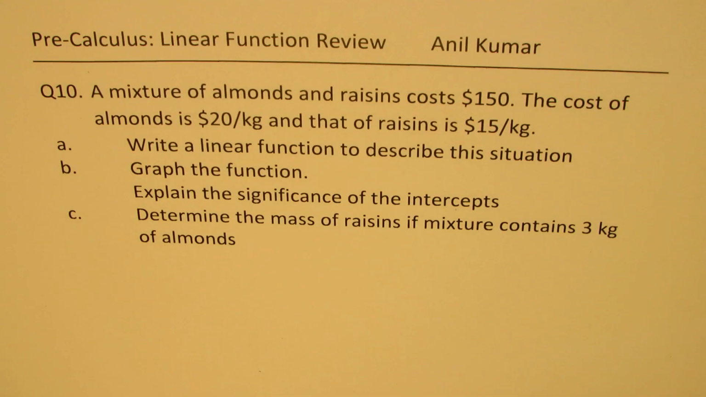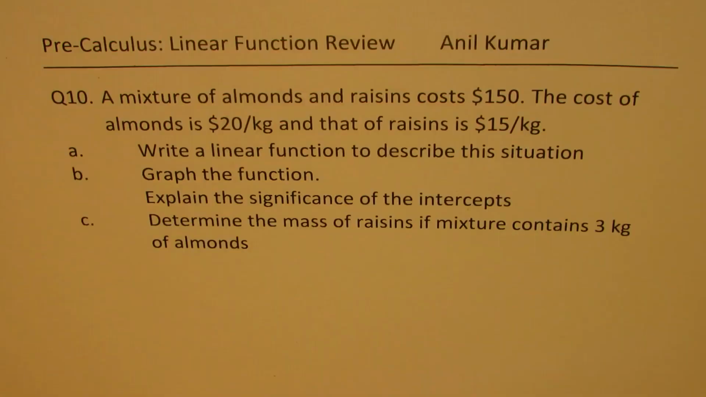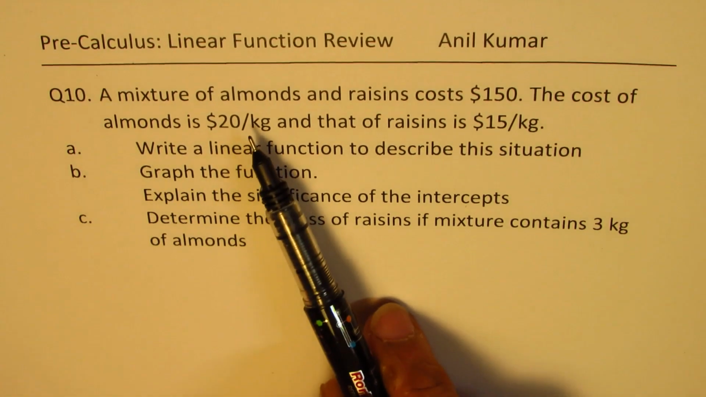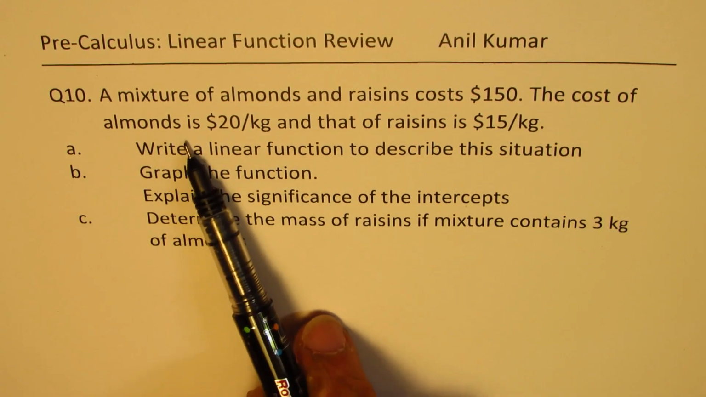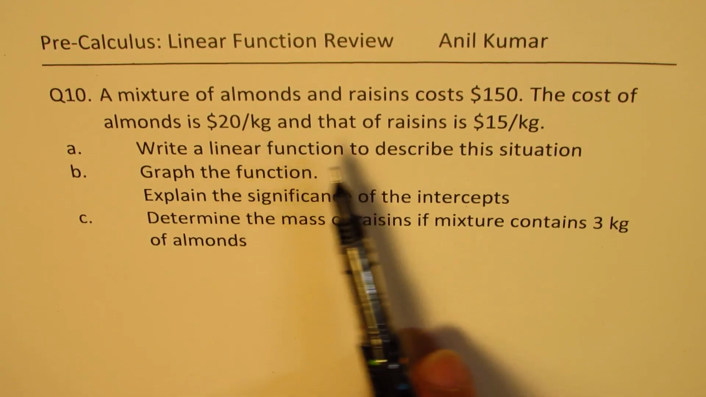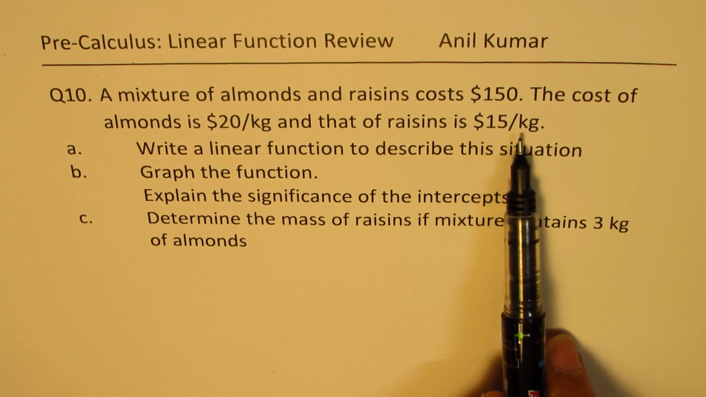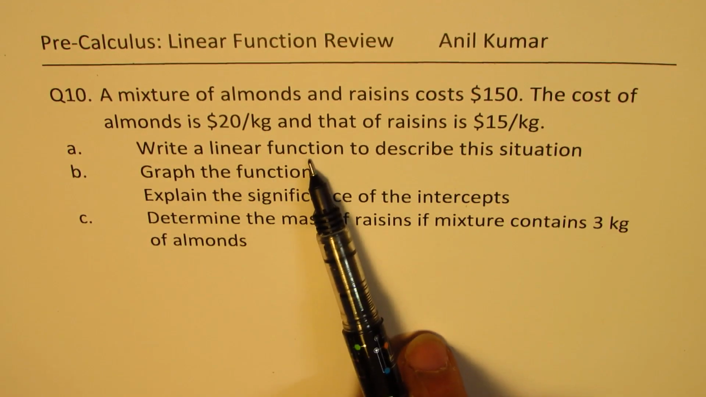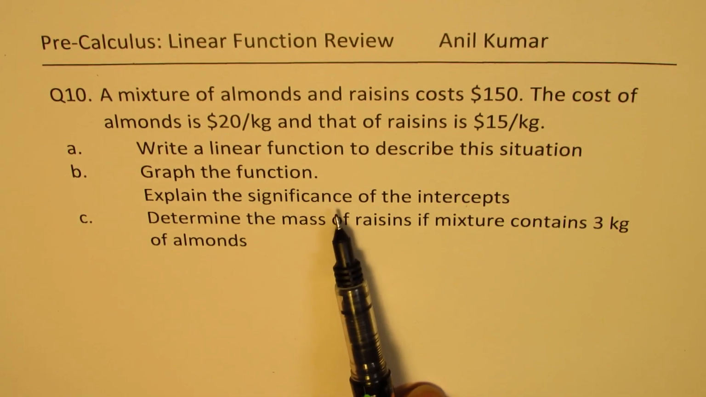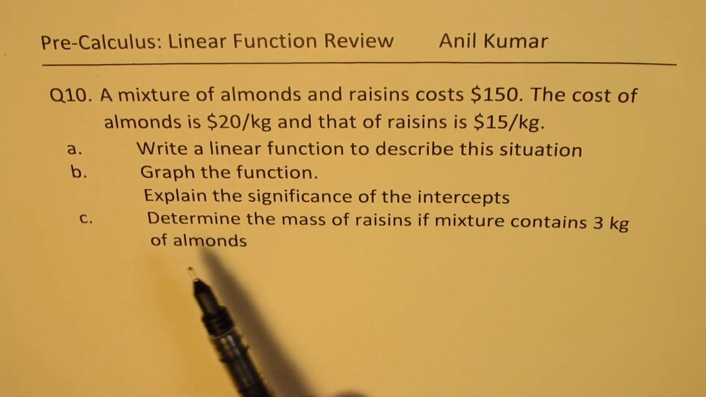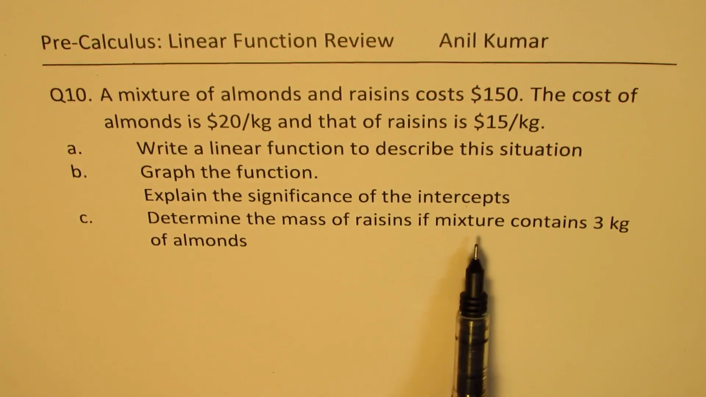Now here is the last question for us to solve. I'd like you to pause the video, answer the question, and then look into my suggestions. Question number 10. A mixture of almonds and raisins costs $150. The cost of almonds is $20 per kg, and that of raisins is $15 per kg. Write a linear function to describe this situation. Graph the function. Explain the significance of the intercepts. Determine the mass of raisins if the mixture contains 3 kg of almonds.